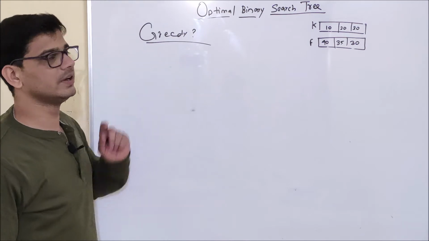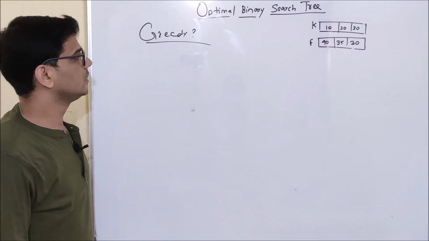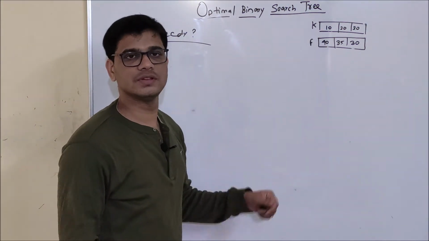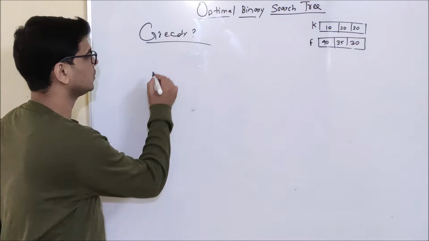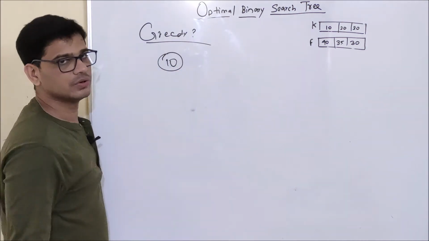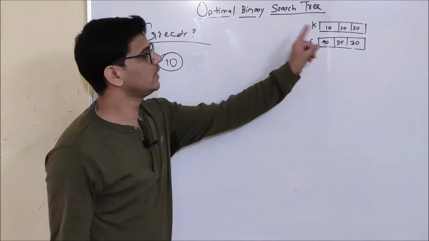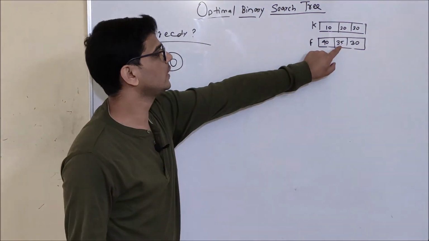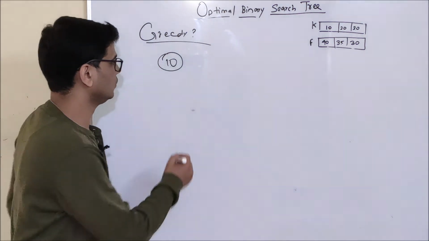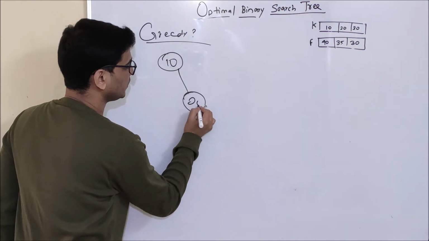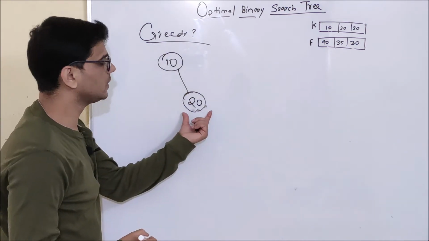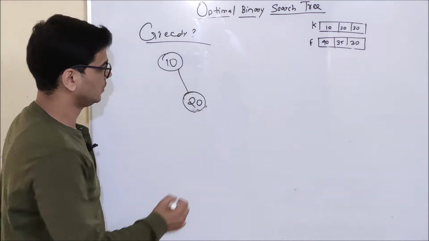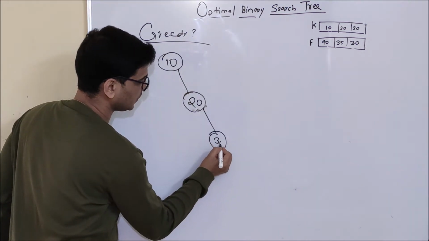Now let's see if greedy will work here or not. What will we do in a greedy algorithm? The key having the highest frequency we will make root. So 10 will be my root. If 10 is my root, then 20 and 30 will come in the right subtree. And see, 20 has the highest frequency, so 20 will be here, and then 30 will go in the right subtree of 20. So 30 will be here.